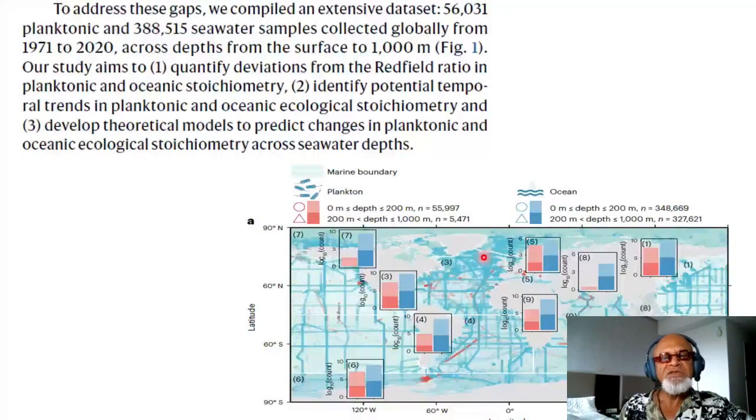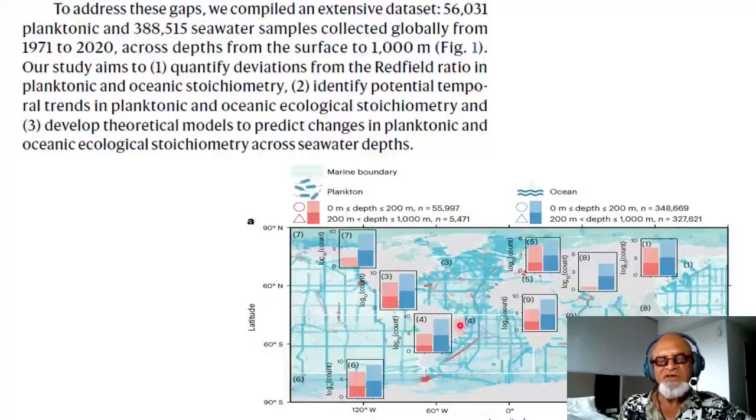They wanted, when they started, to quantify deviations from the Redfield ratio in planktonic and oceanic stoichiometry, identify potential temporal trends in the planktonic and oceanic ecological stoichiometry, and develop theoretical models to predict changes in planktonic and oceanic ecological stoichiometry across seawater depths. So it's not just a surface change. The changes penetrate to the depth, and they are different from the coasts to the open water.